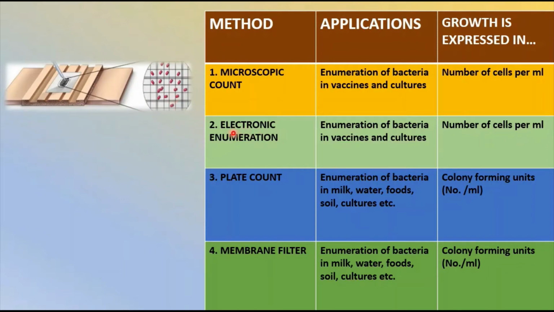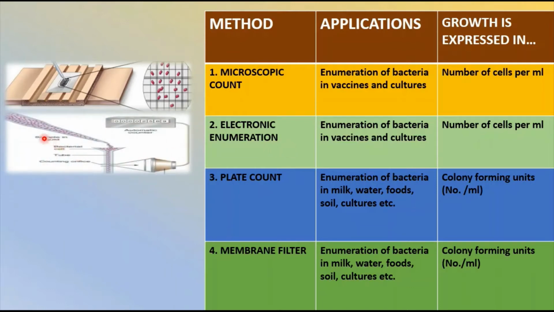Then the second method is the electronic enumeration. This is the counter chamber, where you pass the bacterial suspension through a reservoir, where they are counted and enumerated. This is also used for the enumeration of bacterial vaccines and cultures, and the growth is expressed as number of cells only. That means the microscopic count as well as the electronic enumeration are both direct microscopic counting methods, mainly for the measurement of cell numbers.